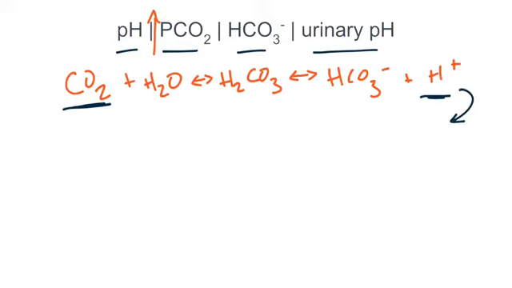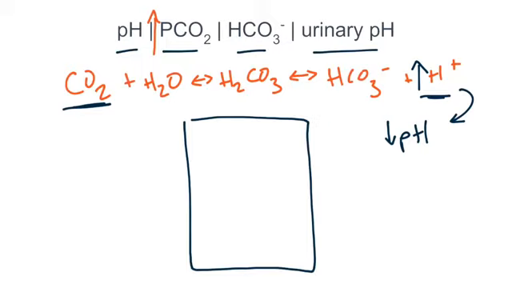The increased acid lowers the pH, and after a period of 24 to 48 hours, the kidneys attempt to compensate for the primary acid-base disturbance. Let's draw out one of the pictures from the previous lecture to help illustrate this. This is the proximal convoluted tubule of the nephron. This is the lumen, and this is the interstitium.